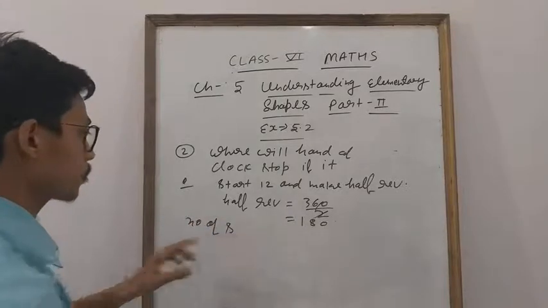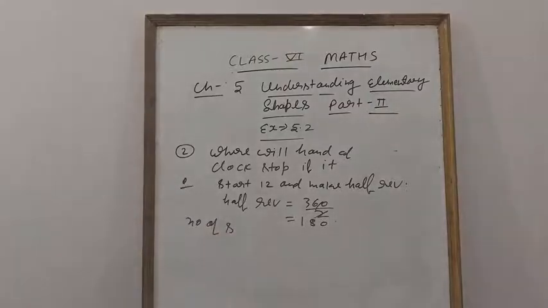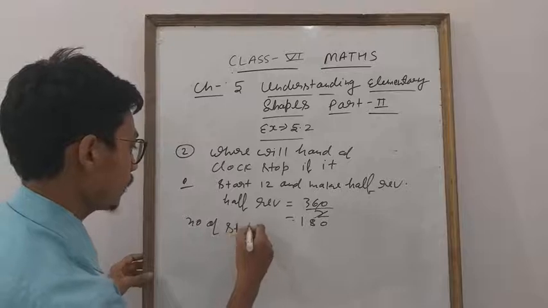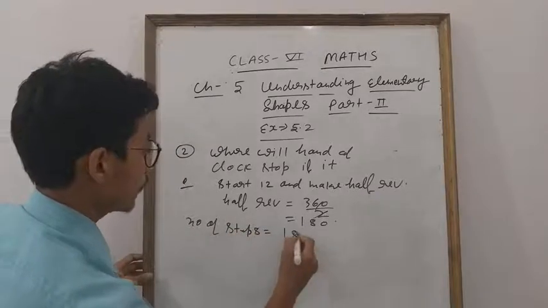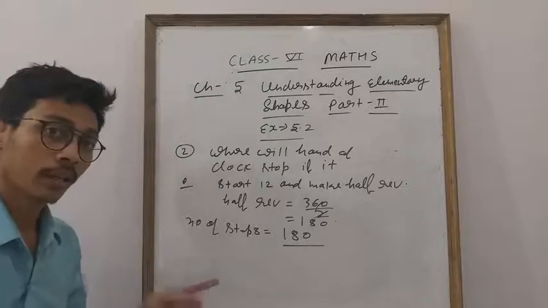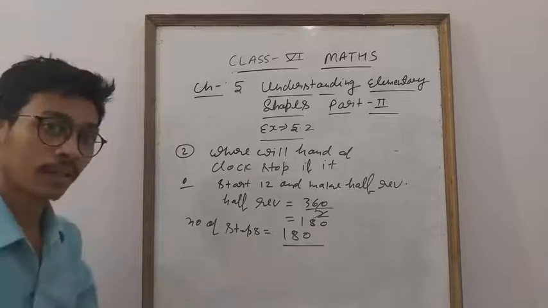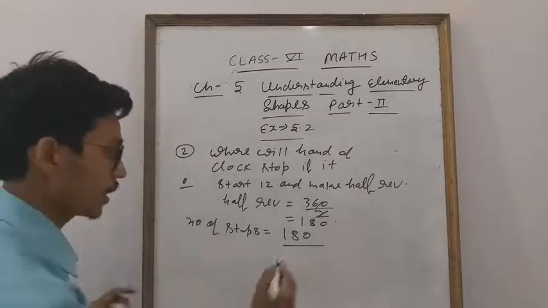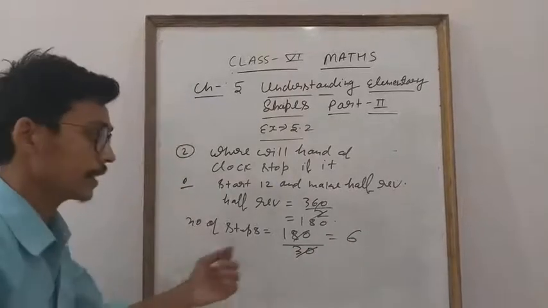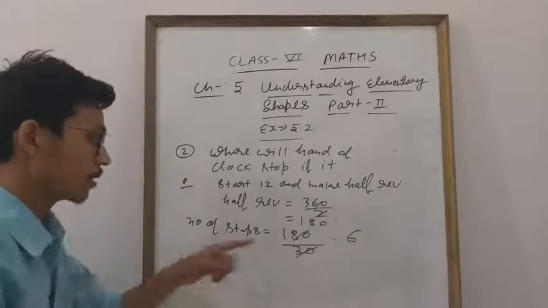Now you have to find the number of steps. See, this question is the reverse of the earlier one. So I will explain two methods. This is the first method. How will you find the number of steps, students? 180 upon what? This is a clock. In every step there is an angle of 30 degrees, so you will divide by 30 degrees. It comes to 6, which means 6 steps. So the number of steps equals 6.